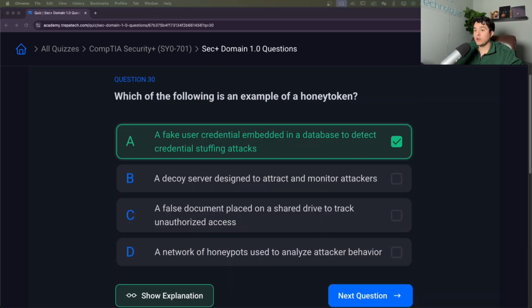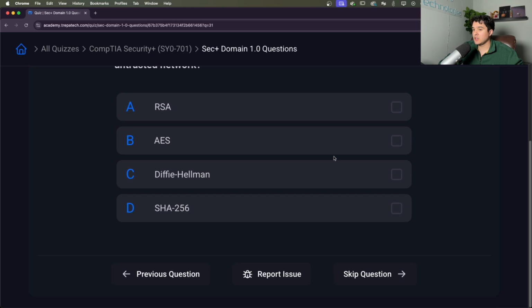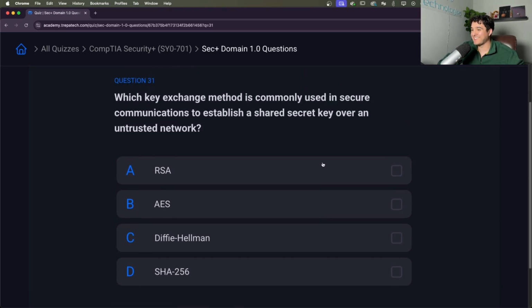Question 30. Which of the following is an example of a honey token? So I already answered it. Again, messed up in recording. It's going to be a fake user credential embedded in a database to detect credential stuffing attacks. So honey token deals with certificates and credentials, unlike a honey file, which deals with files, unlike a honey pot, which would be like a single server system VM, and unlike a honey net, which would be an entire network. All those are decoy and deceptive techniques that are meant to give you analysis on potential malicious threats. Okay, now we're back on track without the answer already being up.